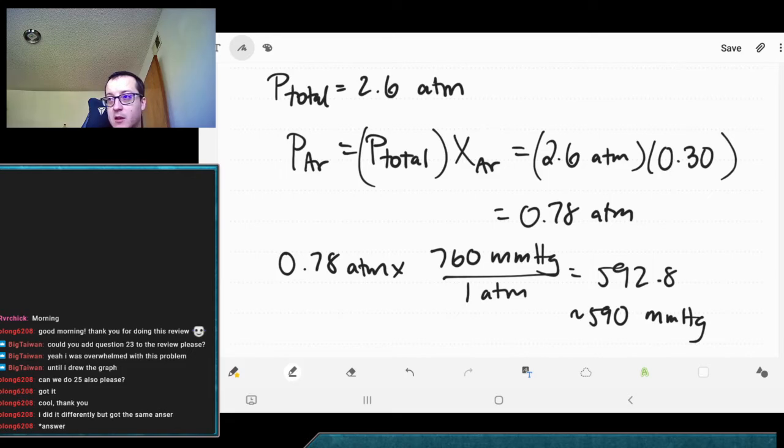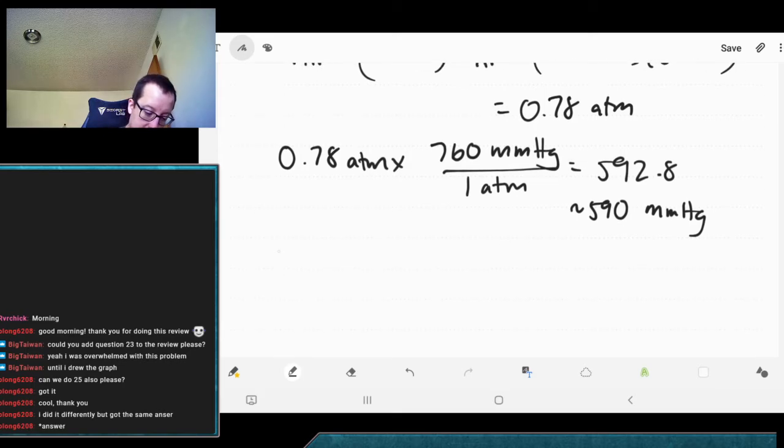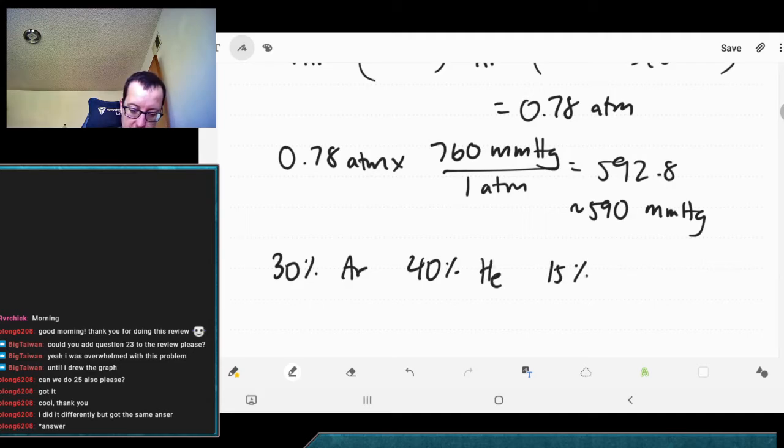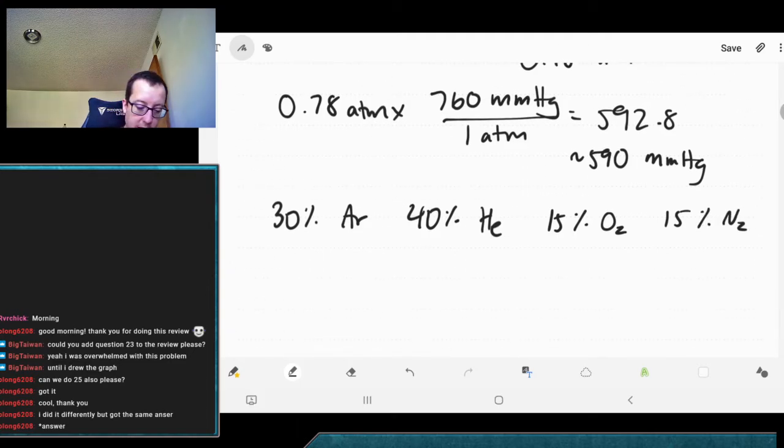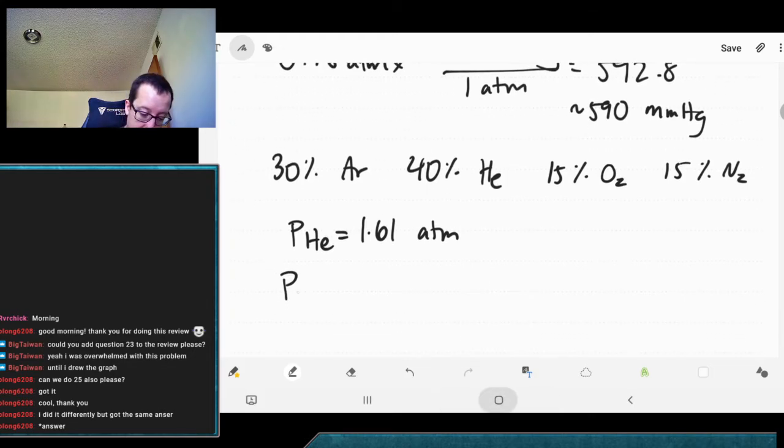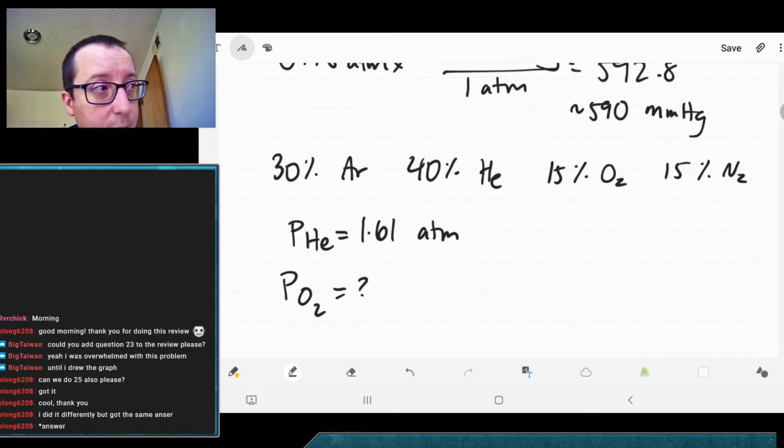It's the same mixture, but this time we're going to calculate the partial pressure of oxygen. So we have 30% argon, 40% helium, 15% oxygen, 15% nitrogen. The pressure of helium is 1.61 atmospheres. The pressure of oxygen is who knows what. So, a couple of ways to go through this.